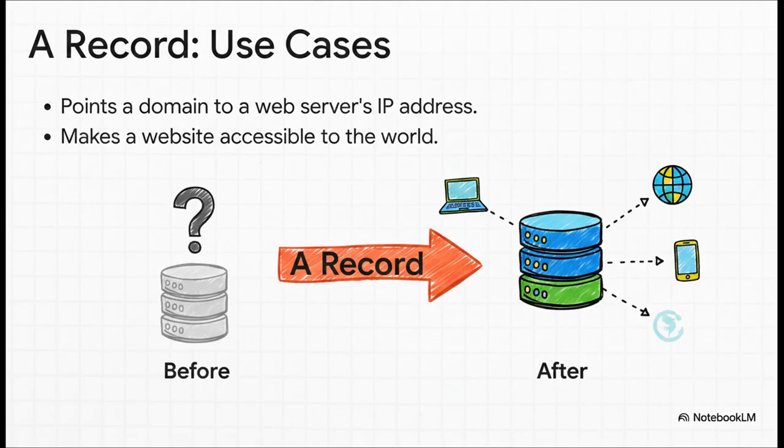So why does this matter to you? Well, this is the essential step to get a website online. When you get web hosting, you're given an IP address for your server. The A record is how you tell the entire world, hey, mydomain.com lives at this specific IP address. Without it, your site is basically invisible.